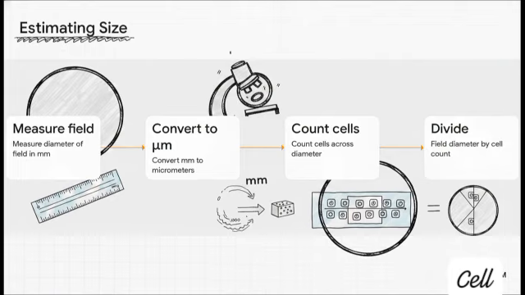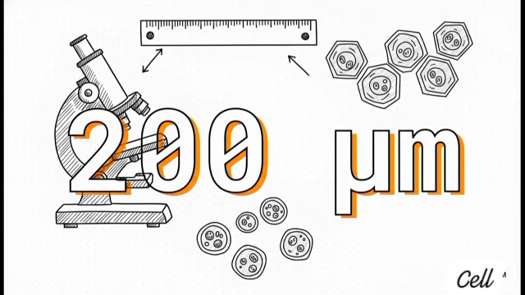Make sense? Okay, step 3, swap the ruler for your onion peel slide and just count how many cells fit in a straight line across that 5,000 micrometer circle. Let's say you count exactly 25 cells. Finally, step 4, simple division. You divide the total field by the number of cells. And boom, here is our result. 5,000 divided by 25 equals 200. This tells us that the actual real-life size of one single onion cell in your specific sample is exactly 200 micrometers wide. Pretty clever, right?